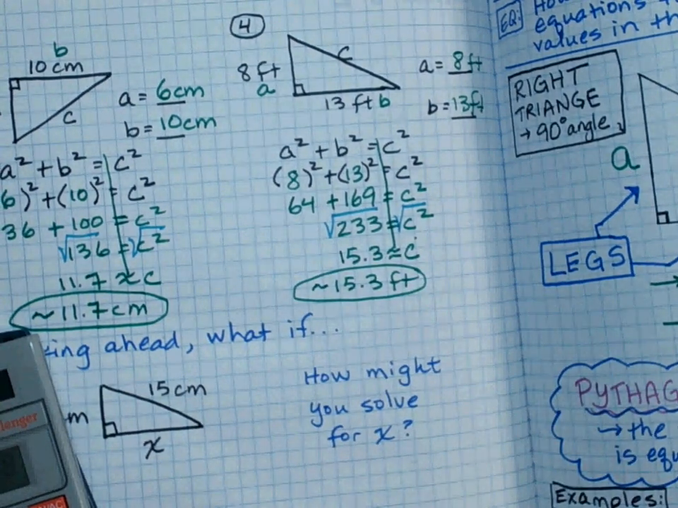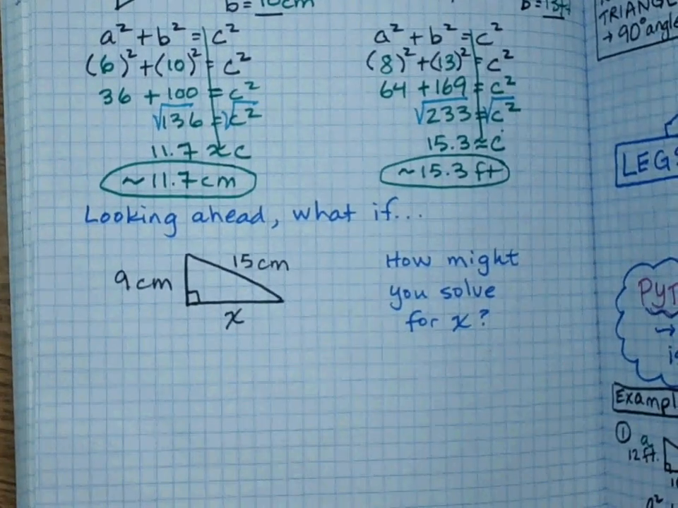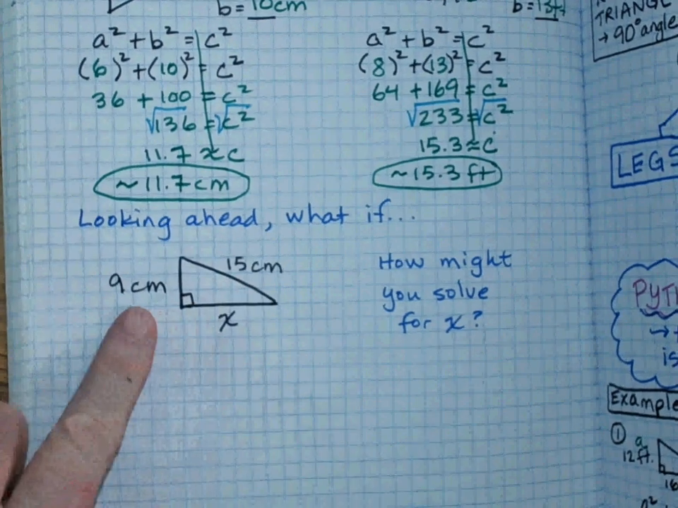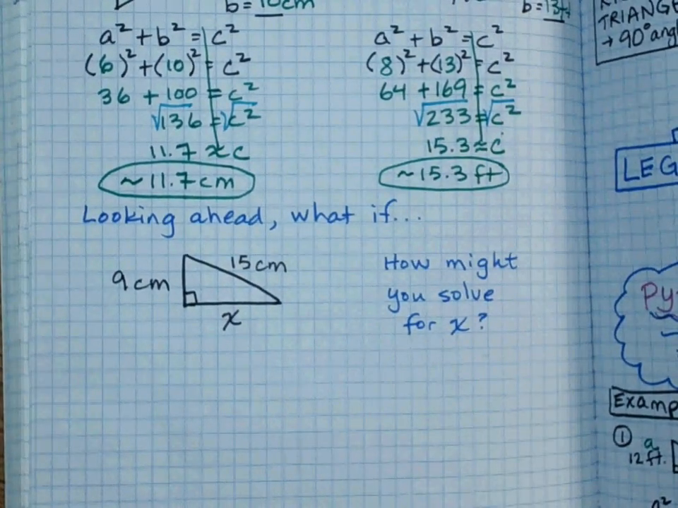All right. Looking ahead for what we're going to do tomorrow. In this problem, I know my hypotenuse and one of my legs. How might you solve for x? Think about that.